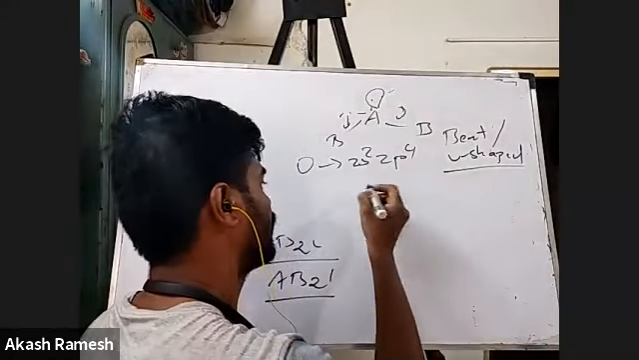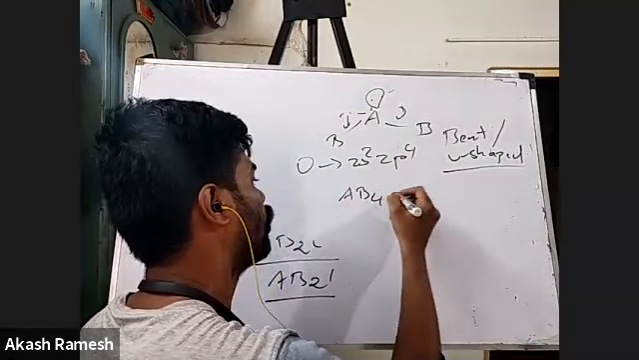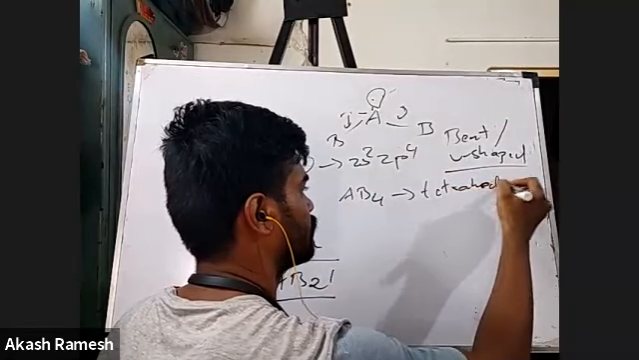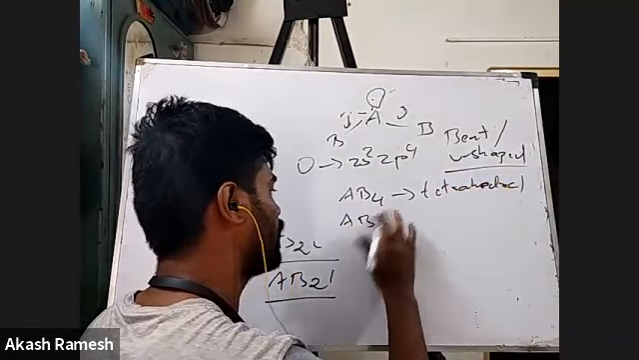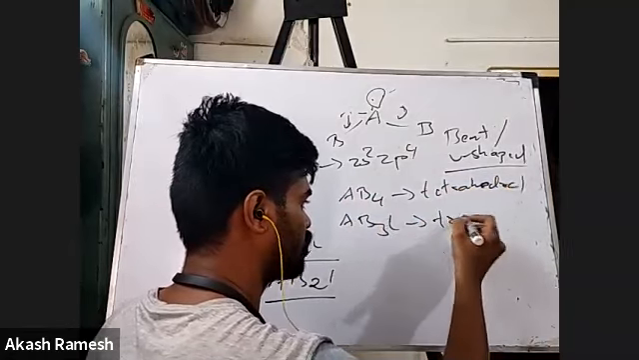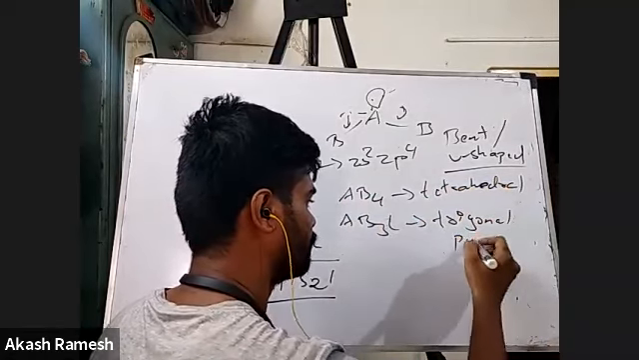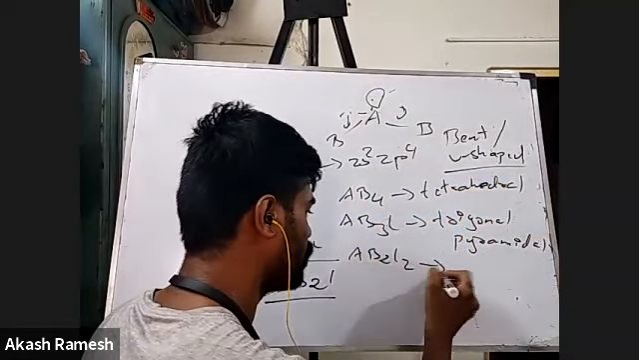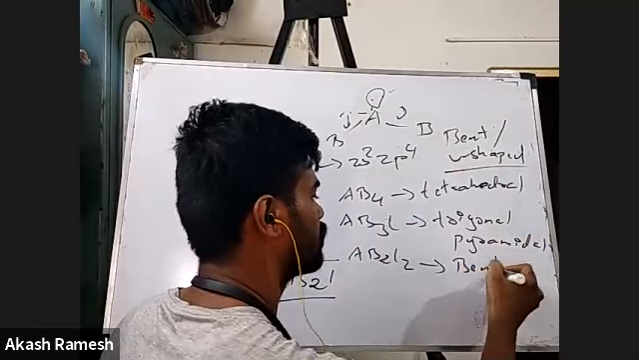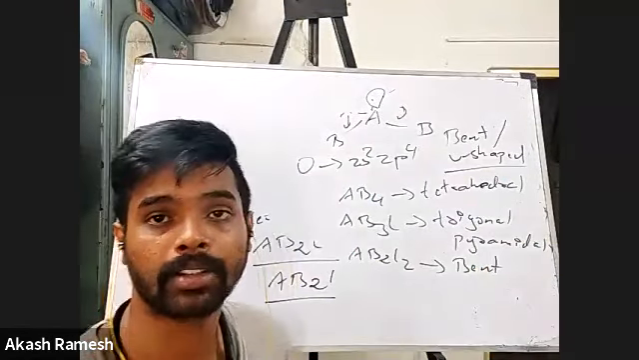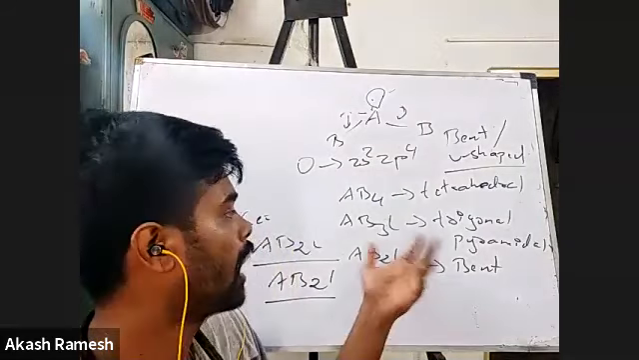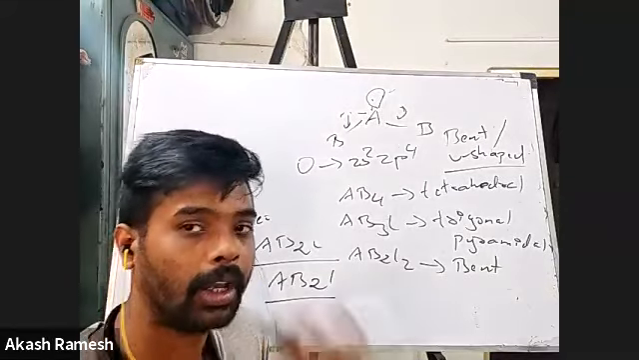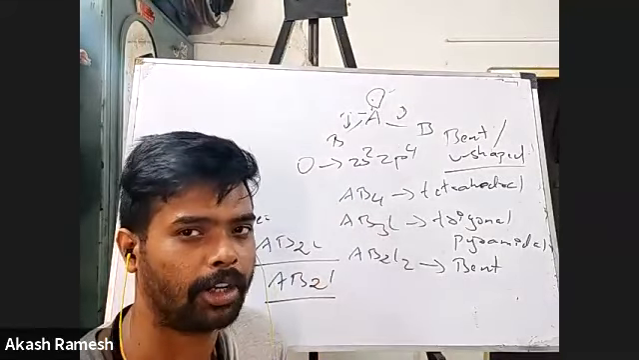So when I have AB4, I'm talking about the shapes. The shape here is tetrahedral. When I have AB3L, here it is trigonal pyramidal. And lastly, when I have AB2L2, here the shape is bent. So in sp3 hybridization itself, I would have had three types of shapes. Okay. Now I'm going to ask you a question. We'll see how many of you answer.